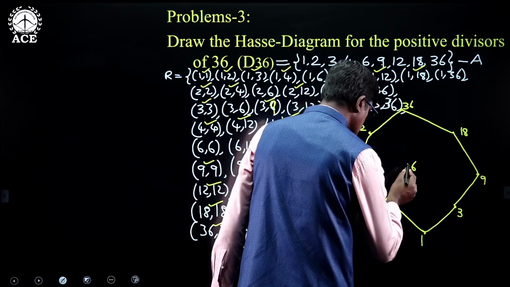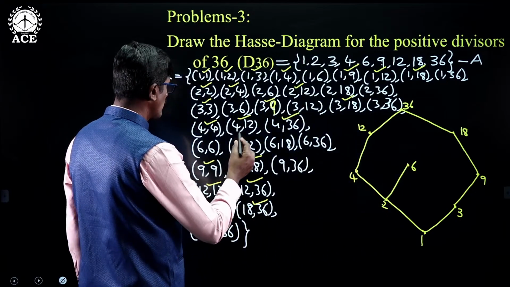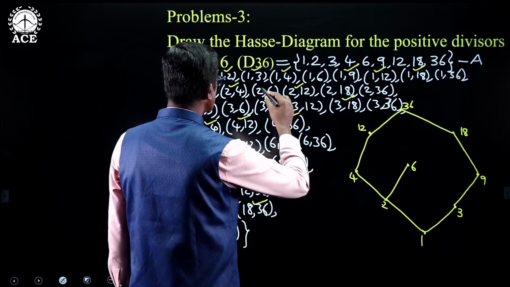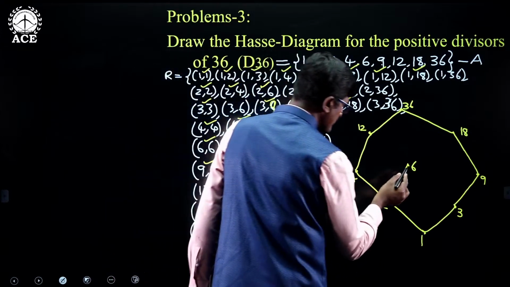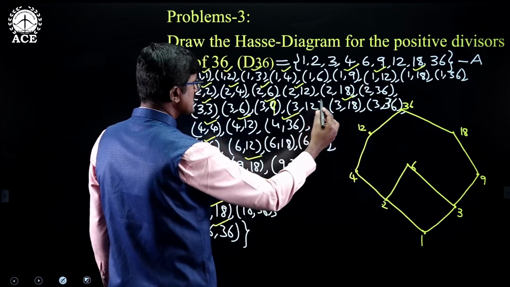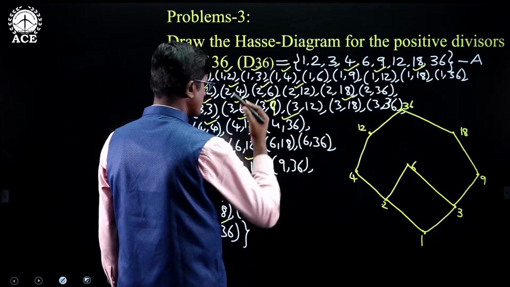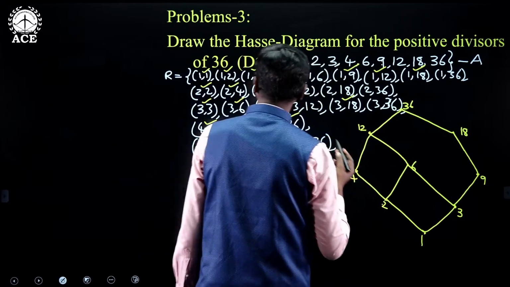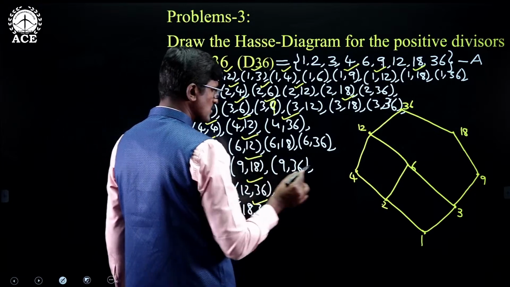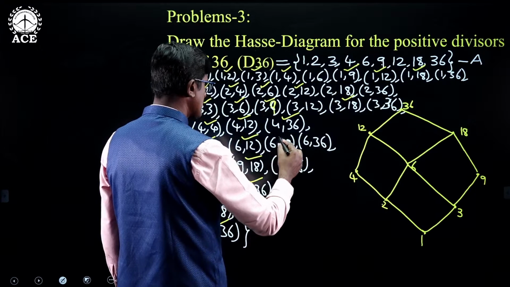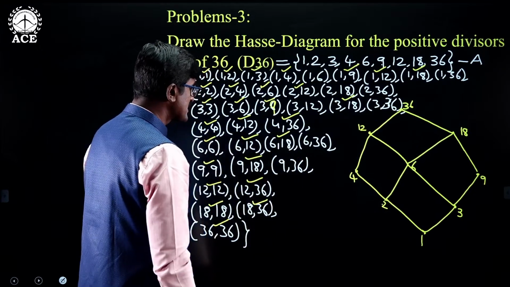Next, 6. Here I am taking 6 here. So, 2 to 6. 2 comma 2 is over. 6 comma 6 is over. Next, 2 comma 6 is over. Next, 3 to 6. 3 to 6 is also over. Next, 6 to 12. 6 to 12 is also over. Next, 6 to 18. 6 to 18 is also over. Next, 6 to 36.